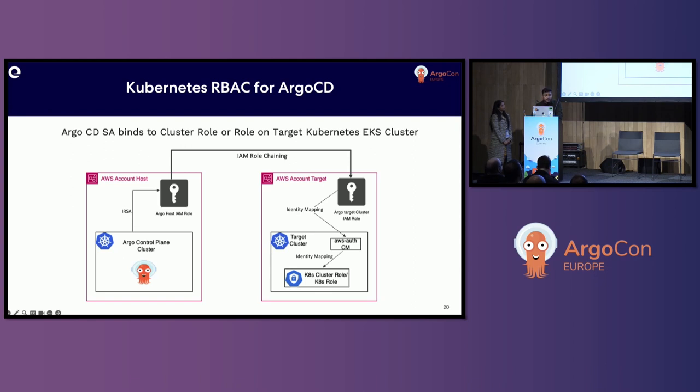We have to create IAM roles on the source account and the target account. Argo CD eventually assumes the role in the source account and then assumes the role on the target cluster account. From there, the AWS entity mapping comes into the picture, and the IAM role will be tied to the Kubernetes cluster role. Here we have to make sure that in the target cluster role we are following the least privilege principle, giving only the least permissions which Argo needs.